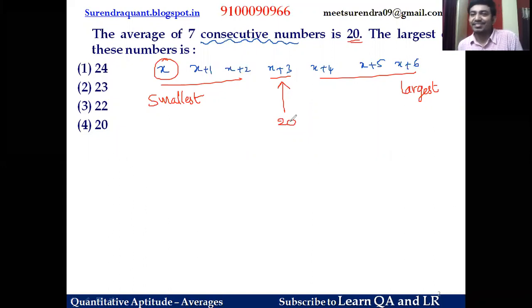But what is the largest number here? If x plus 3 is 20, the next number is 21, then 22, then 23. So 23 is the largest number. Option 2 is correct. So no need to worry about the x value here, and no need to even find the x value. Simply by observation you can answer this. So let us continue with the second question.